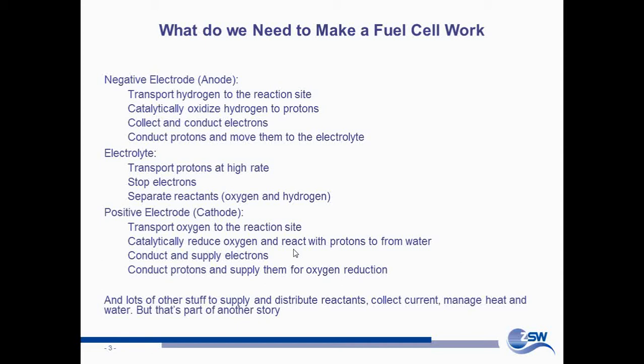So in the negative electrode, we need to transport hydrogen to the reaction sites. We need to catalytically oxidize the hydrogen to protons. We have to collect and conduct the electrons, and we have to conduct protons and move them to the electrolyte. And to a certain extent, we also have to manage a little bit of water movement in the porous structure of the anode.